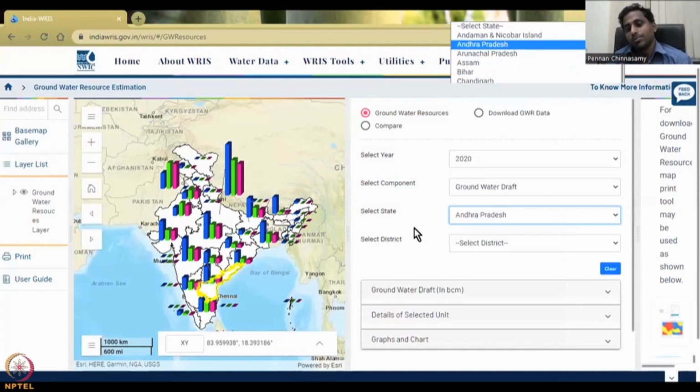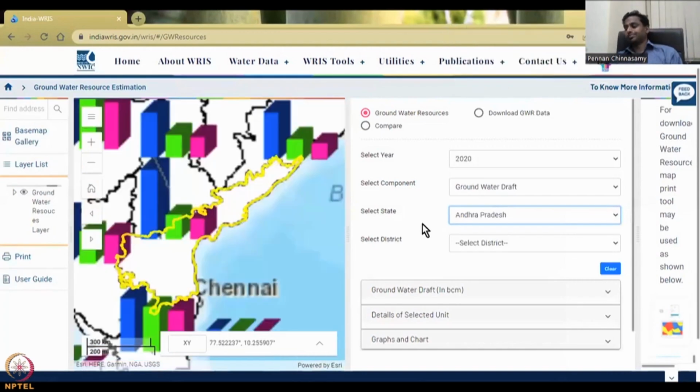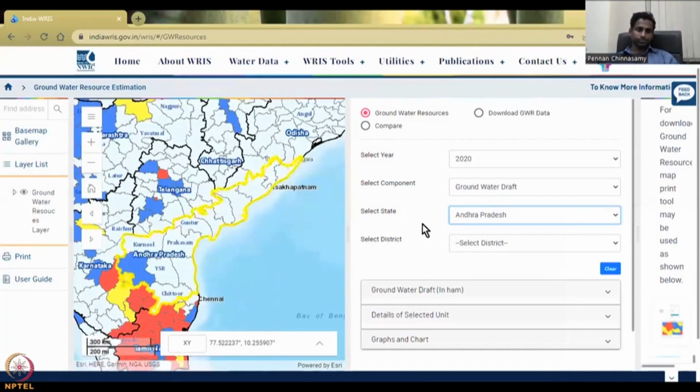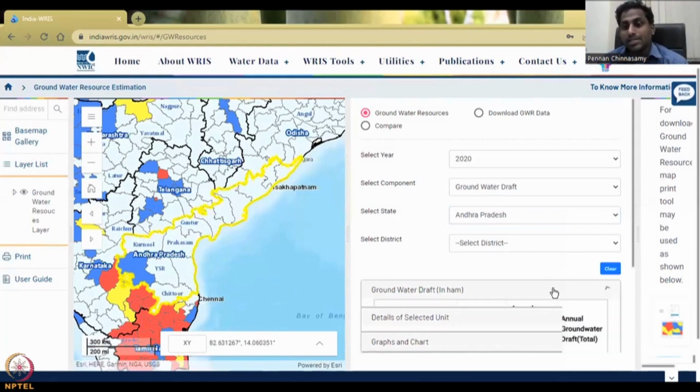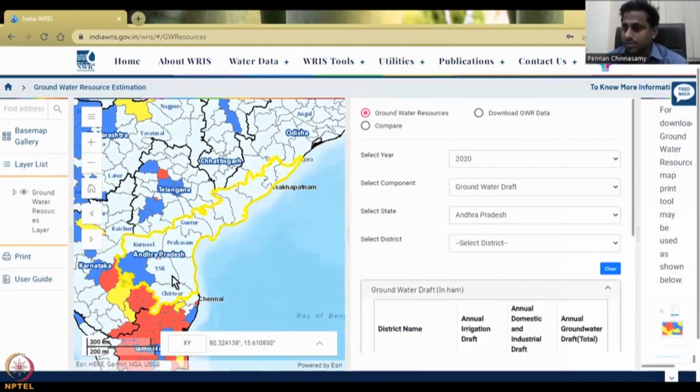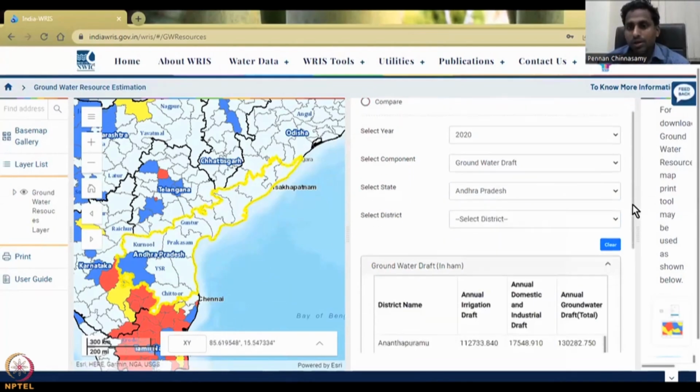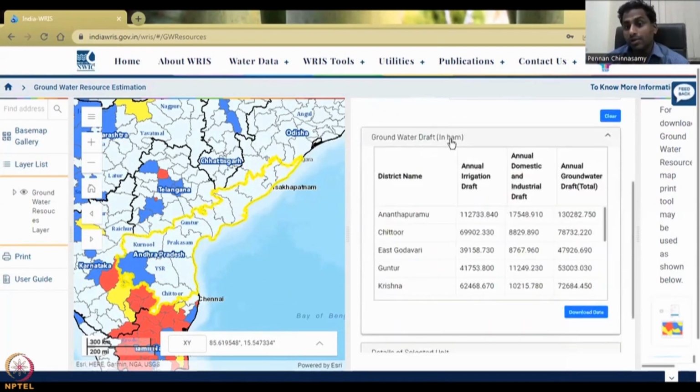Okay, it will zoom in slowly. And you see the multiple districts, and within the districts, the blocks will come. So now my point is, let's look at, I've selected this as my study area for now. Now I'm going to look at the groundwater draft in HAM.